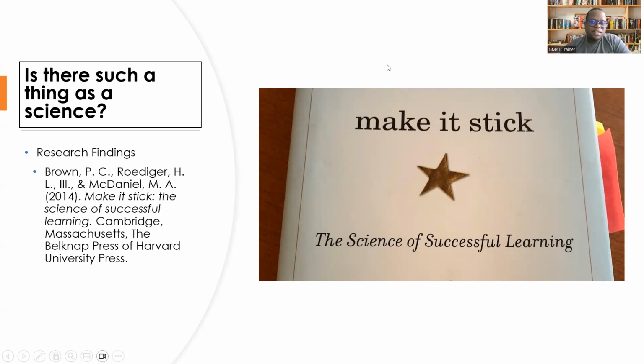So is this really a science? This whole thing changed for me when I bumped into one of the bloggers' posts on YouTube. I think it was a masterclass by Ali Abdaal, talking about the science of making mistakes and the science of successful learning, which is this book right here. This book is authored by Brown P.C., Roediger H.L. the third, and McDaniel M.A. in 2014. They did some research studies at Cambridge with the other co-creators, and they came together and found quite some interesting findings on the same.